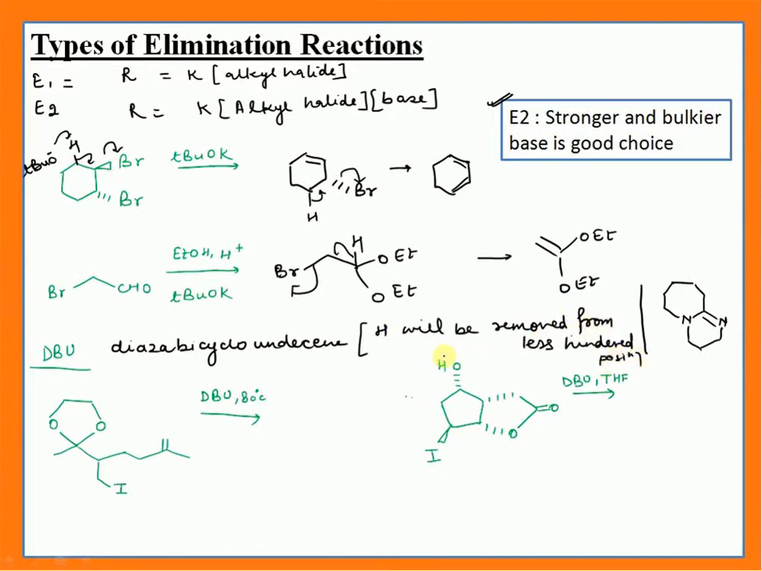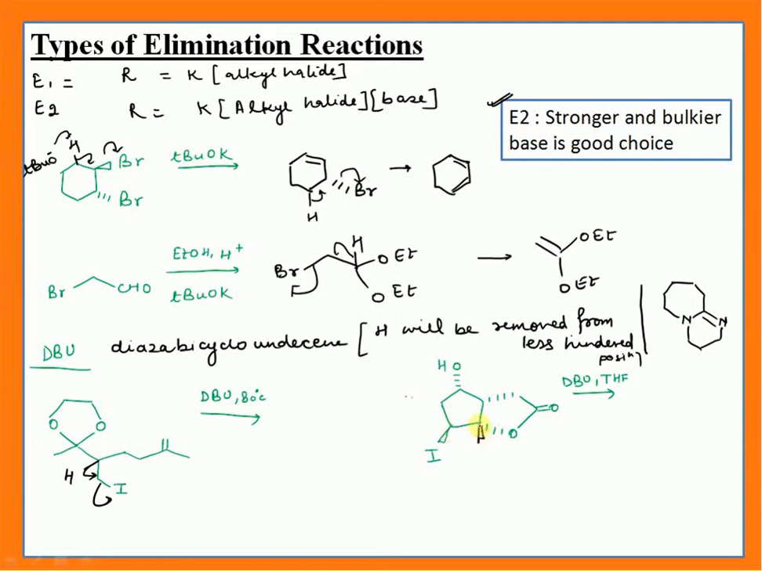So we have two examples here. In the first case, we have I here. We can easily remove this halide, we can easily remove this I. So we will remove proton from this position, right? When we remove it, this bond will shift here and I will be removed. So we have a double bond in between these two carbons, right? So we will use DBU, so this I will be removed. So we have to remove a proton. We can remove proton from this position.